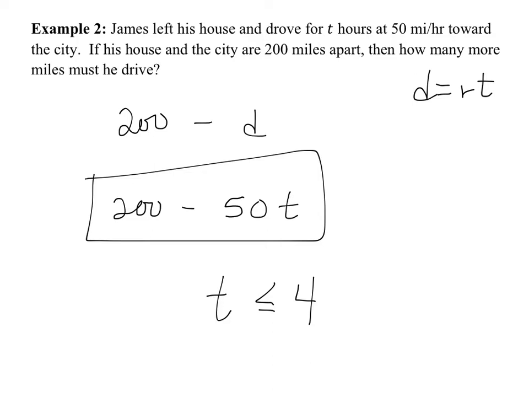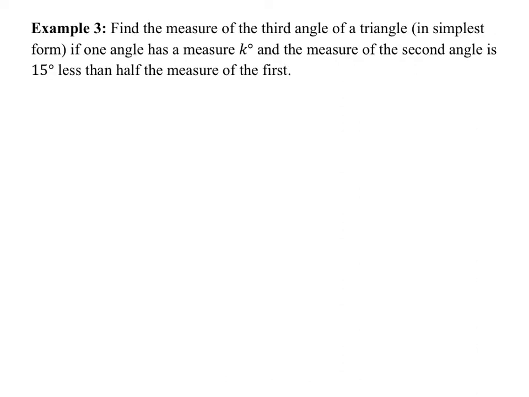All right, let's go to example 3. In this problem, we want to find the measure of the third angle of a triangle in its simplest form. If one angle's measure is k, and the measure of the second angle is 15 less than half the measure of that first angle. Okay, and obviously, it's not going to be a number answer. Again, it's going to be in terms of k.